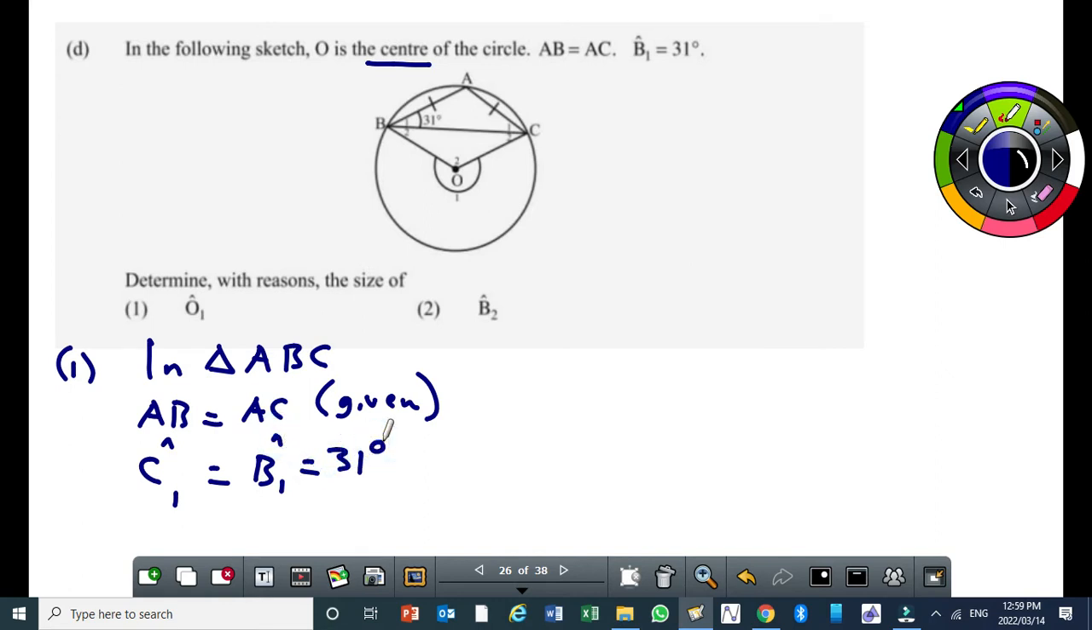Your reason is not isosceles triangle. It's angles opposite equal sides. Angles opposite equal sides. Not isosceles triangle. Then from here now, we now know that C1 is 31 degrees. Obviously, it's now easy to calculate angle what? Angle A.